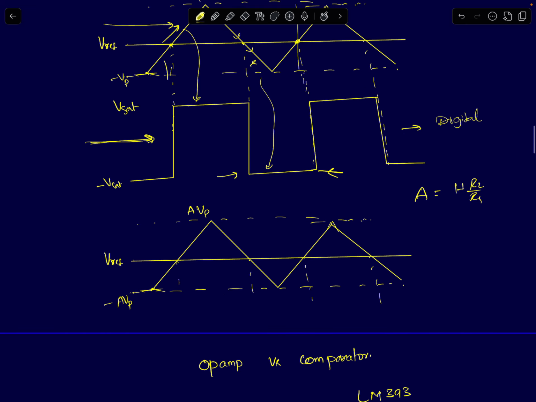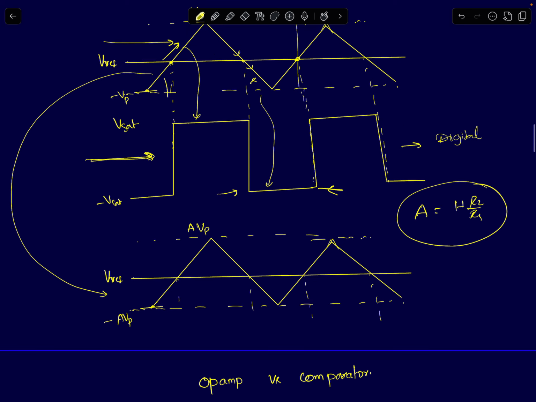If you see an op-amp based circuit built using the 741 IC, with feedback, that produces a replica of the input signal multiplied by some gain factor. Since it's a non-inverting amplifier, the gain is 1 plus R2 by R1, right? The output frequency is the same as the input frequency, and the output voltage levels are a scaled version of the input. If the input was oscillating between minus V peak and plus V peak, the output is now oscillating between minus A times V peak and plus A times V peak.